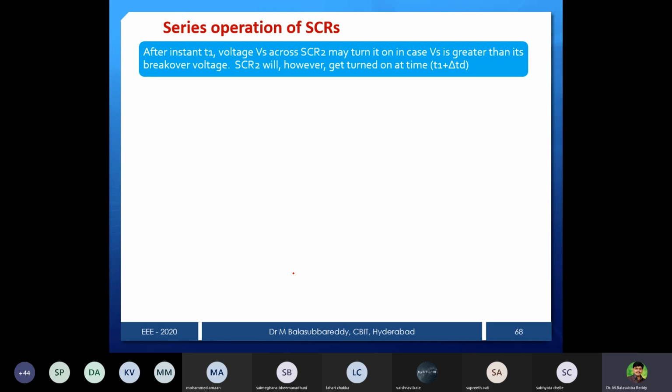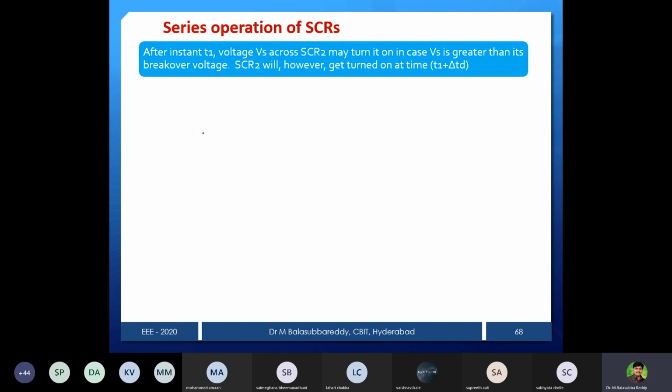One static equalizing circuit is connected across each SCR. We overcome that problem under the static condition. And under the dynamic condition, two problems are there. One problem is the turn on time problem. Another one is the turn off time problem.